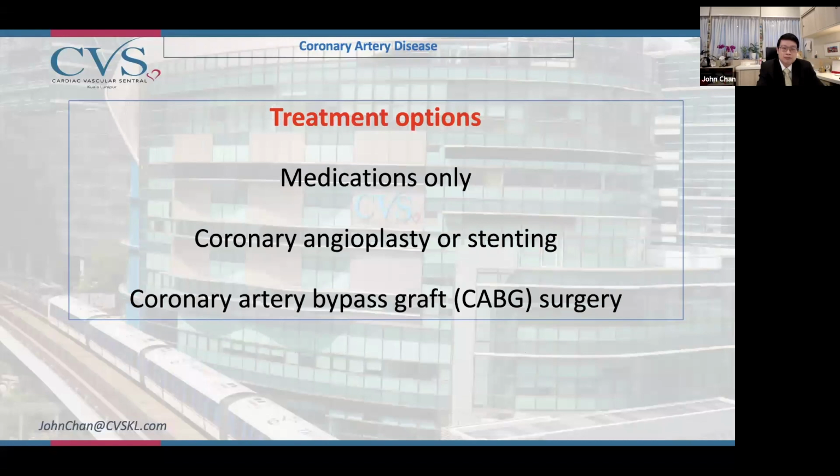There are several treatment options. In most cases, most of the time, coronary artery disease is not very severe. It is only a very mild disease, and most of the time it can be successfully treated with just medications. If the coronary artery disease is a bit worse, then we have the option of putting a stent in or putting a balloon in, coronary angioplasty. For more extensive coronary artery disease, then we can offer coronary artery bypass surgery.